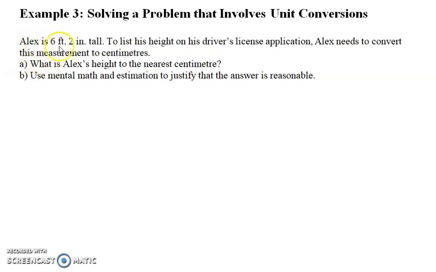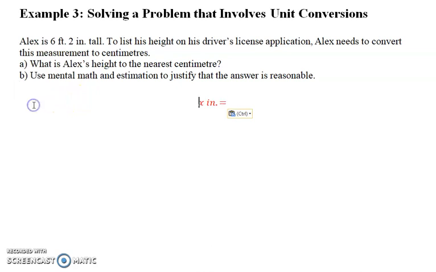It says Alex is 6 feet 2 inches tall. To list his height on his driver's license application, Alex needs to convert this measure to centimeters. So some of you will be doing this at some point next year. When you go to the DMV, they look for height in centimeters, and a lot of us really only know what our height is in feet and inches. So you'll be able to convert when you do that, which is interesting.